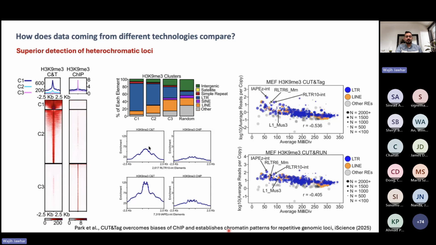And this enrichment of heterochromatic repetitive elements is also observed for CUT&RUN. So it's a common trend for these immunocleavage assays, and this is another inherent limitation of ChIP-seq.